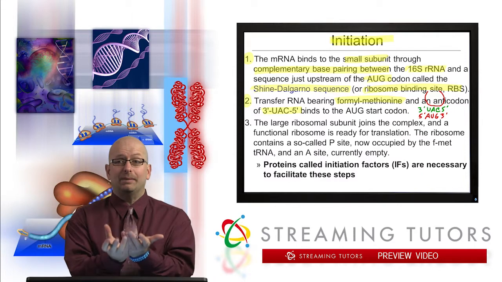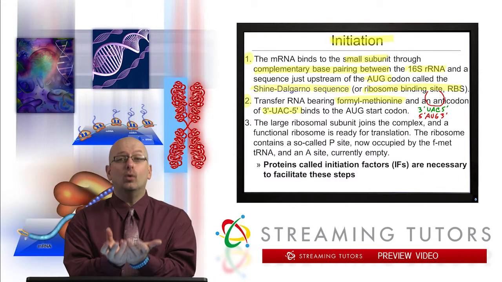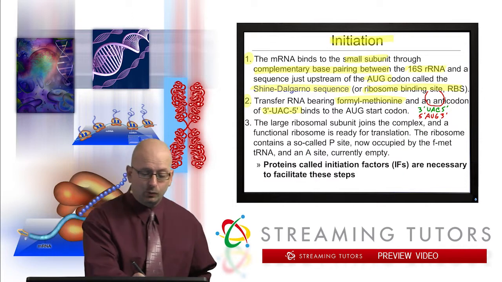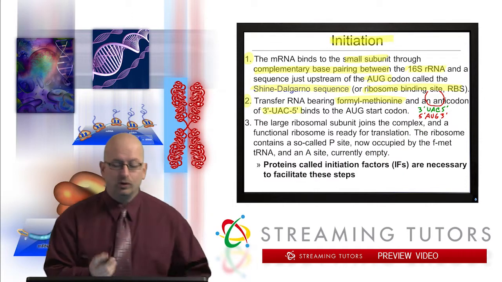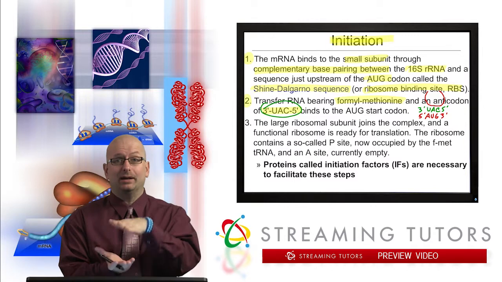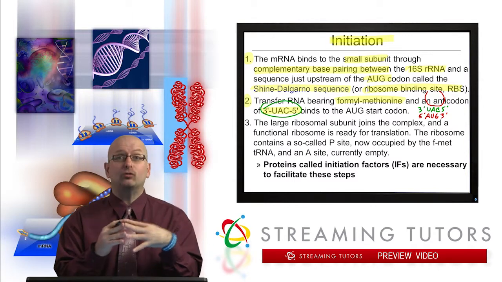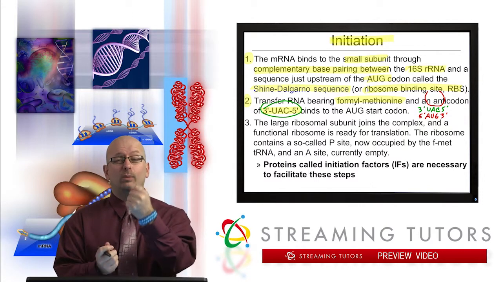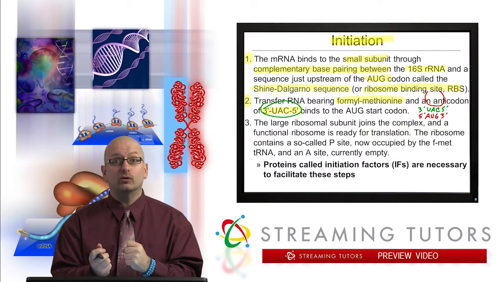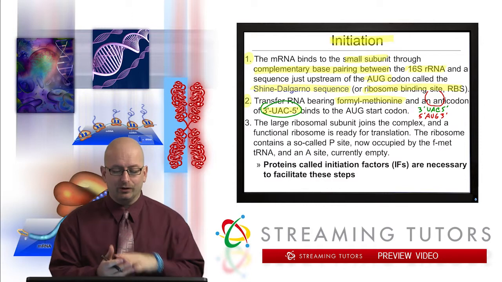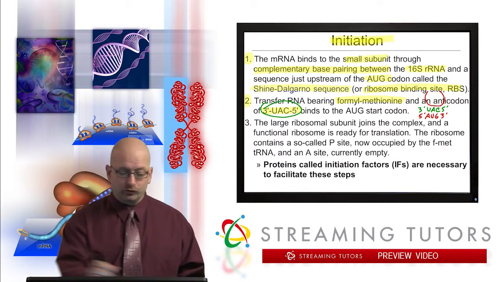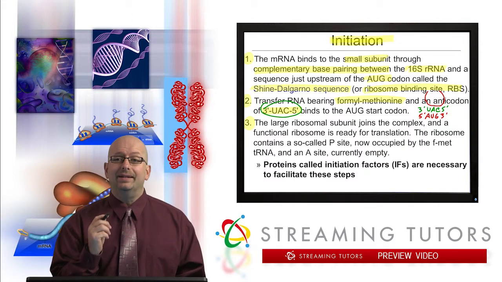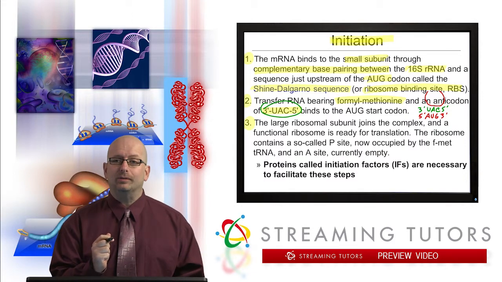So because that messenger RNA codon of AUG is there, always a transfer RNA with this anticodon is going to come over. In fact, that's why it comes over, because of the attraction, if you will, of the complementary base pairing. So now when we've got the messenger RNA, the small subunit, and then the tRNA all together, that's when the large ribosomal subunit joins the complex. And now we are ready for translation.